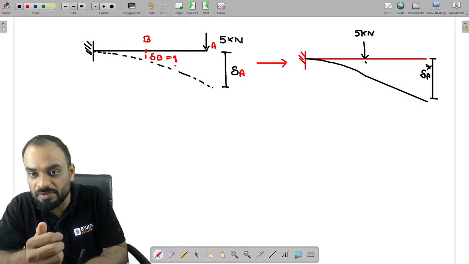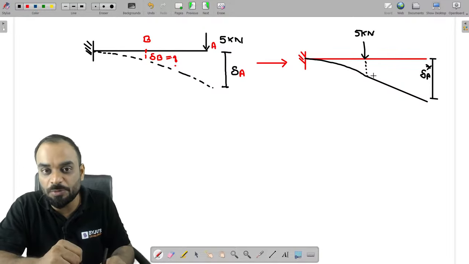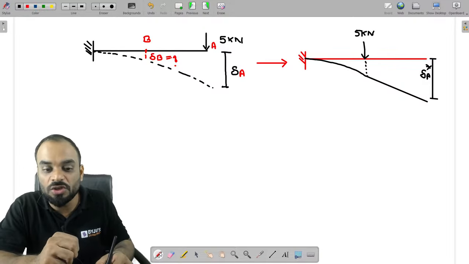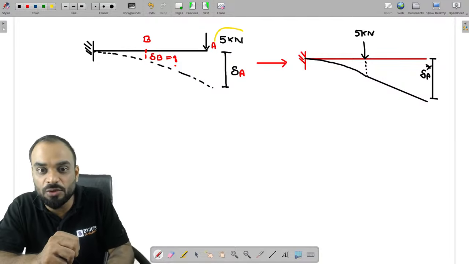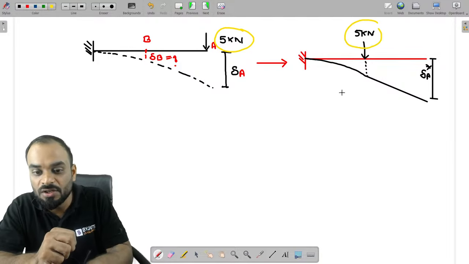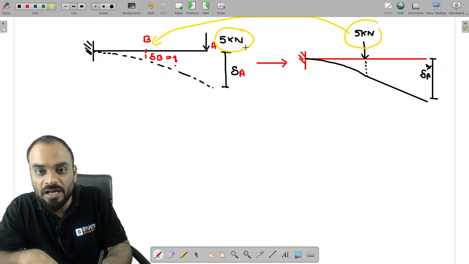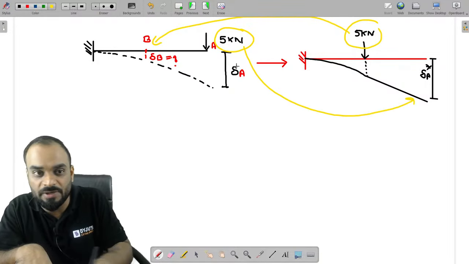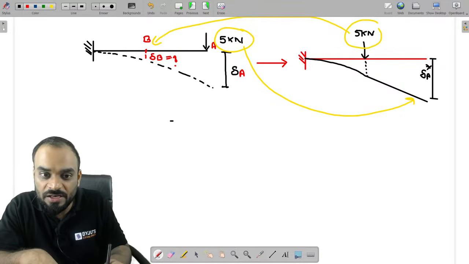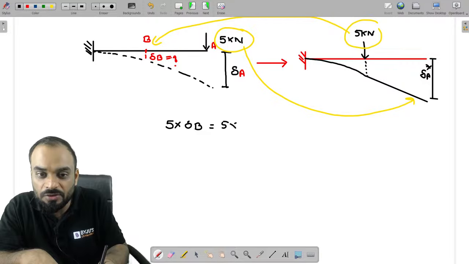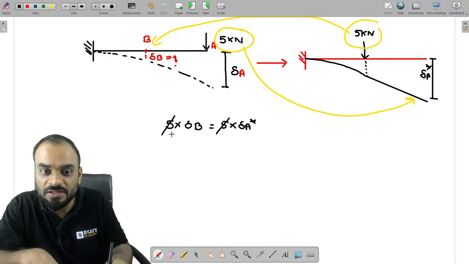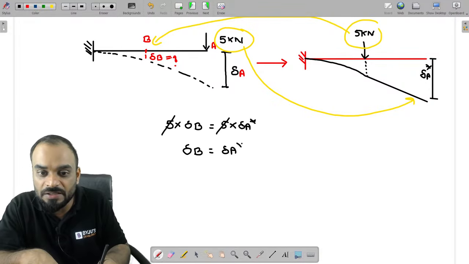Why is it so? Let me explain. As per Maxwell reciprocal theorem, you need to calculate the virtual work done by this 5 kilonewton and this 5 kilonewton. So how can we calculate? This load multiplied by this displacement and this load multiplied by this displacement. So can I write here guys? It is basically 5 into delta B and 5 into delta A star. Now if you cancel it, what you will get exactly? Delta B is equal to delta A star.